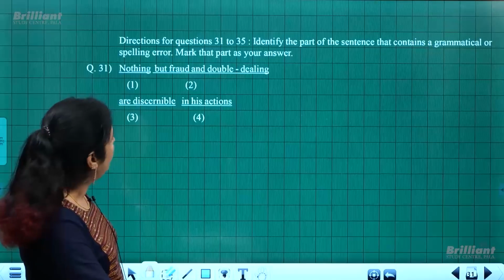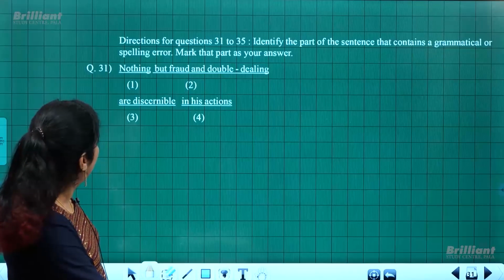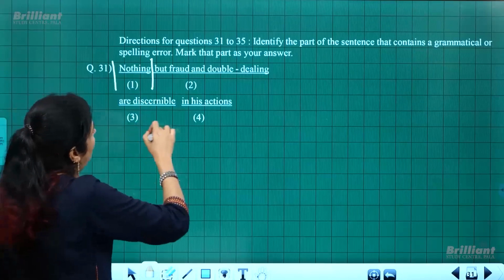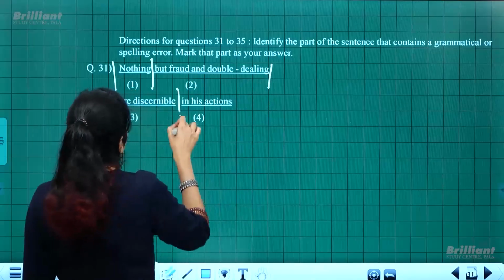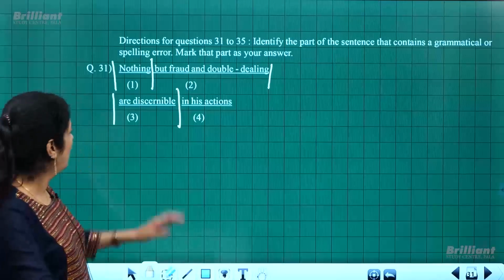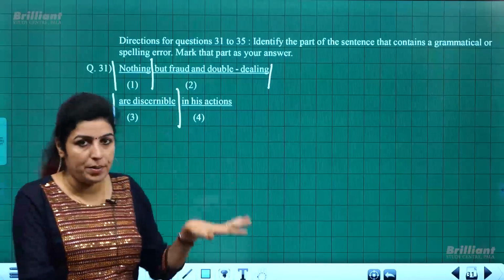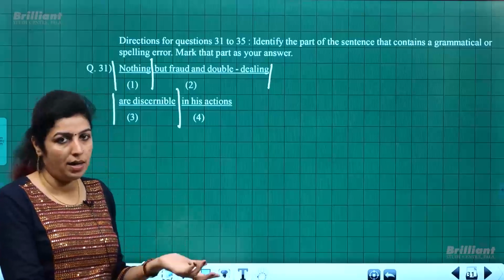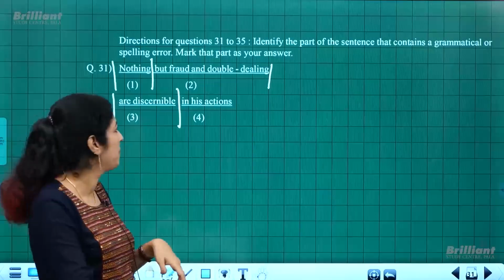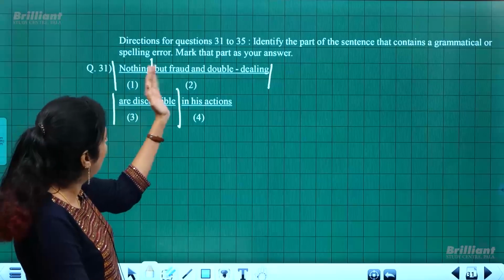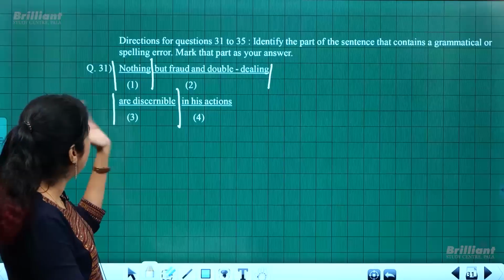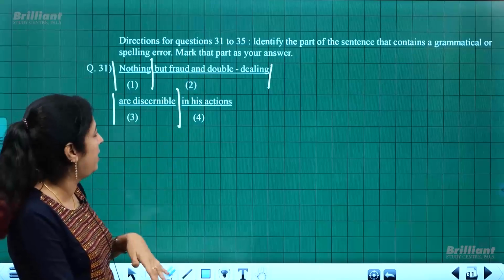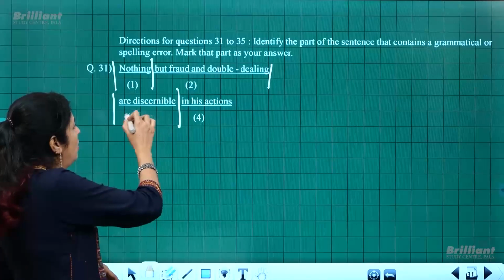Okay. Now, as usual, we have, let me split it over here. This is first part, second part, third. Now, it's not jumbled. It's given at a stretch. Only one part has gone wrong. And which part has gone wrong? That is what you have to identify. Nothing but fraud and double dealing are discernible in his actions. Nothing but fraud and double dealing. So this part has gone wrong.